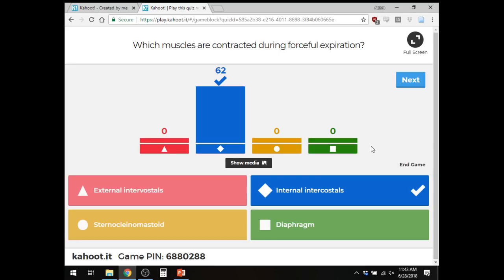Sternocleidomastoid is going to help to pull the ribcage up. How about which intercostals? The external are going to help to pull the ribcage out and up, essentially. And then the diaphragm will also be engaged there as well.